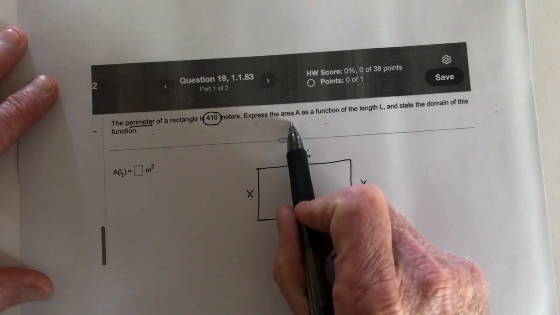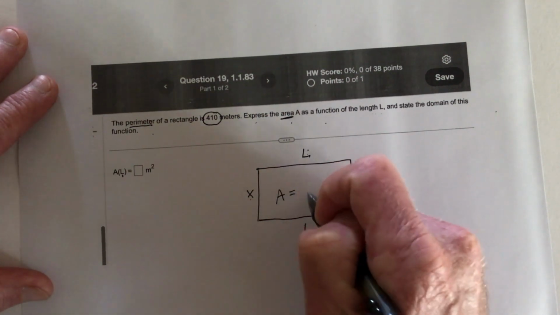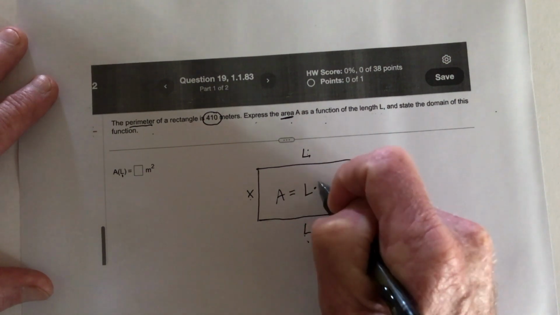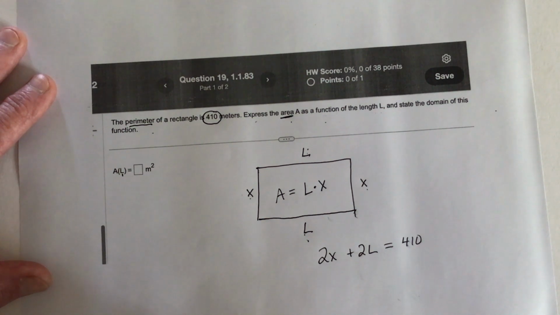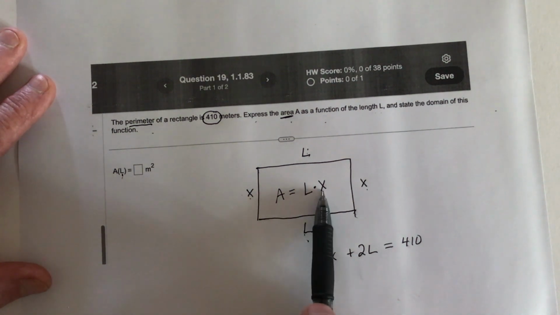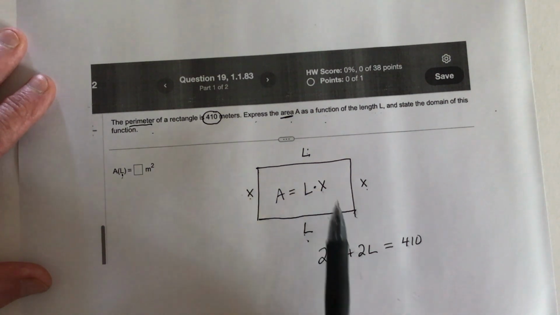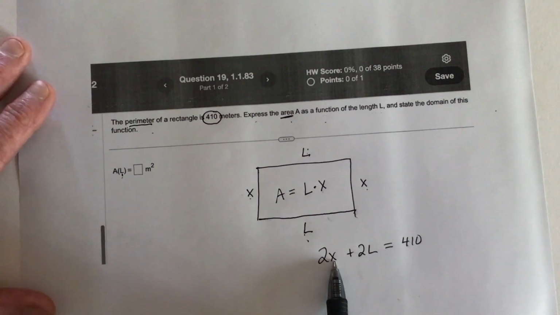Okay, next, area. So to find area of a rectangle, area just means take one side times the other side. So the area equals L times X. And that is true, but right here, they're saying your answer should not have any X's in it, it should only have L. So this is fine, but this needs to be replaced. And that's why we have this equation, so that we could solve for X.